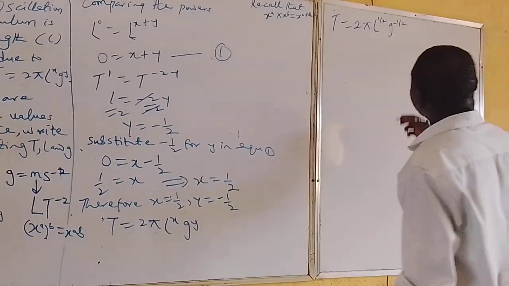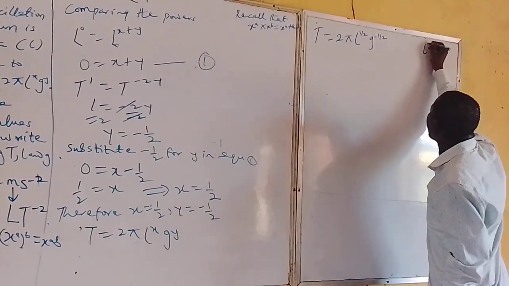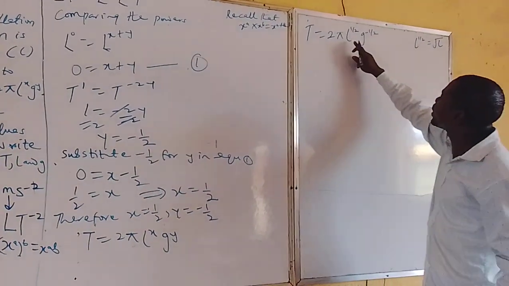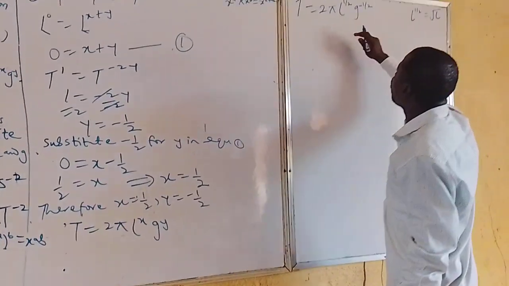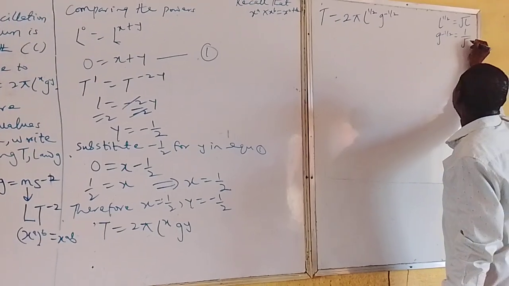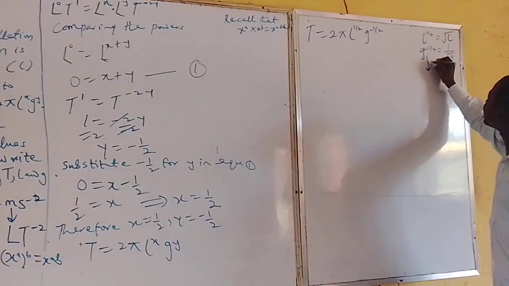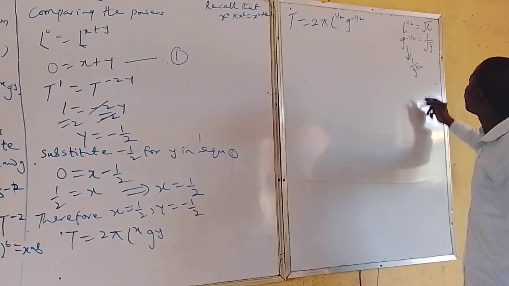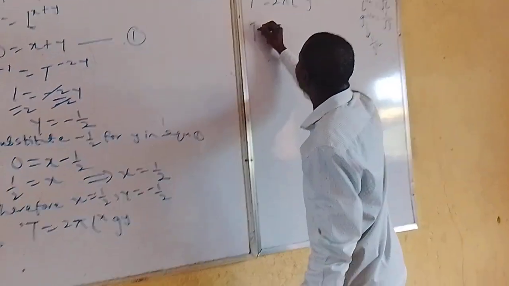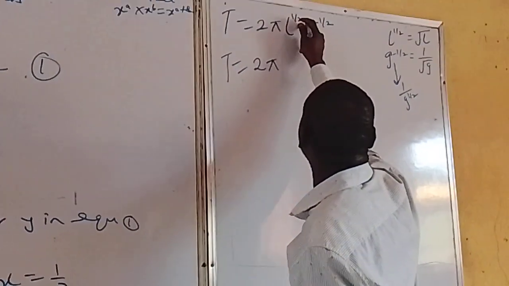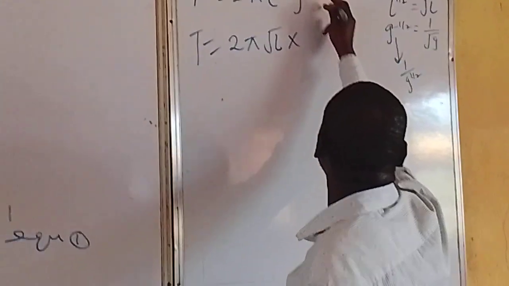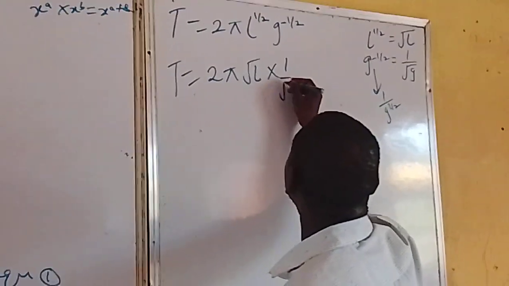So what is the next line of action? In indices again, anything raised to power half is the same thing as the square root of that expression. So I can equally write l raised to power half as root l. I can equally write g raised to power minus half as 1 over root g, because initially this is equal to 1 all over g raised to power half, which can equally be written as 1 all over root g. So hence t is equal to 2 pi, then l raised to power half is replaced by root l, multiplied by g raised to power minus half, which is 1 all over root g.